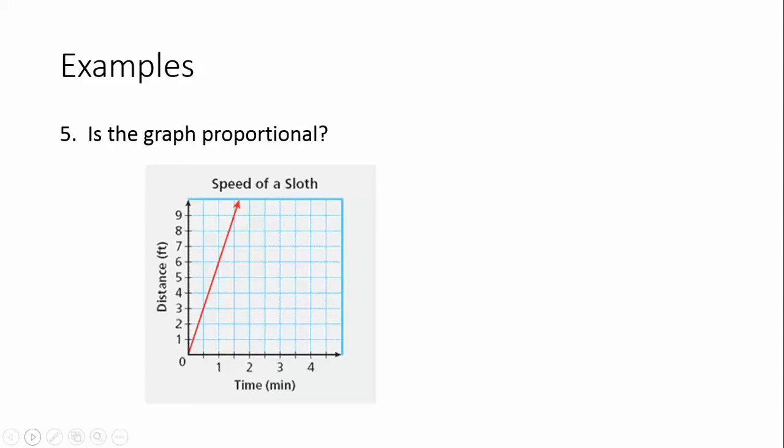So if you want to try to draw this quick graph in your notes, is the graph proportional? We're looking at the speed of a sloth. How far does it travel over time? You can see that this graph is a straight line, and it does pass through the origin, 0, 0. So yes, the data is proportional.